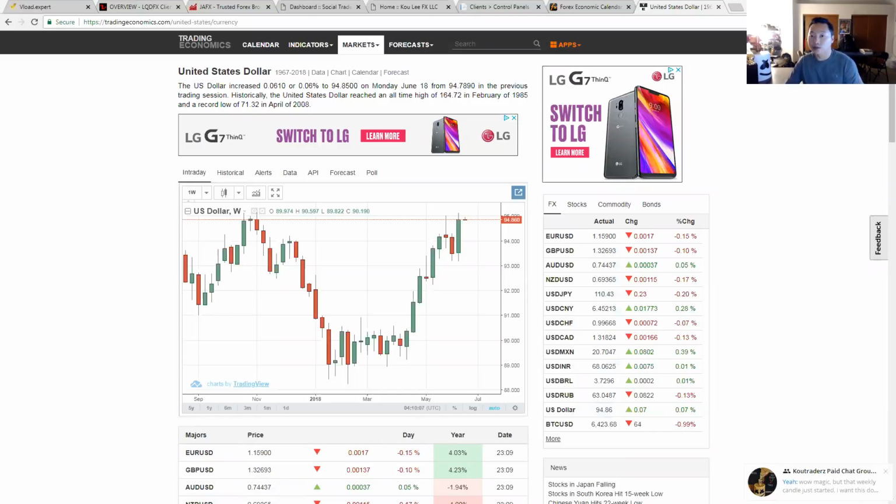Based on what I see right here on the weekly chart, you can clearly see a double top being formed, with this resistance matching the 94.8 price. You can clearly see right here that it's creating a set of resistance again. This is a very important price target to look for.